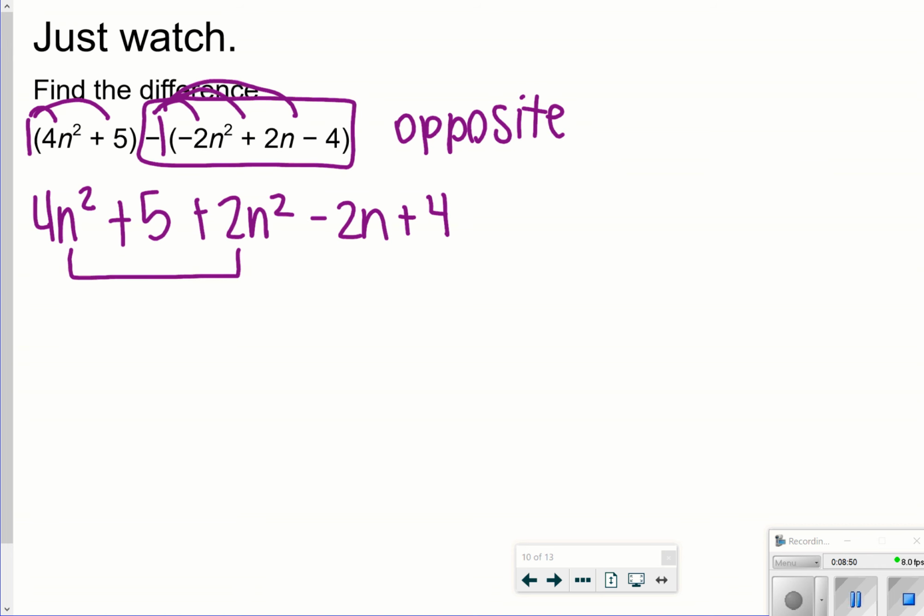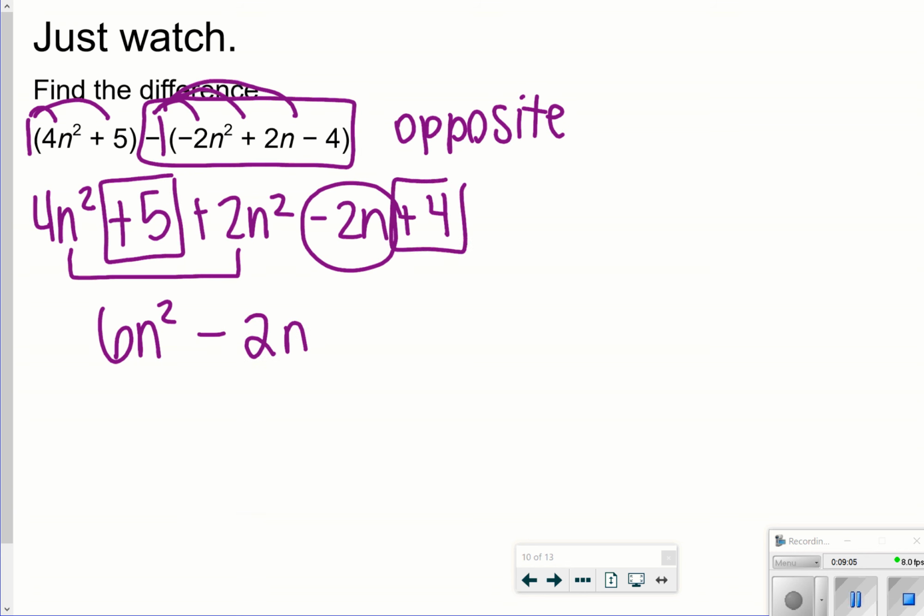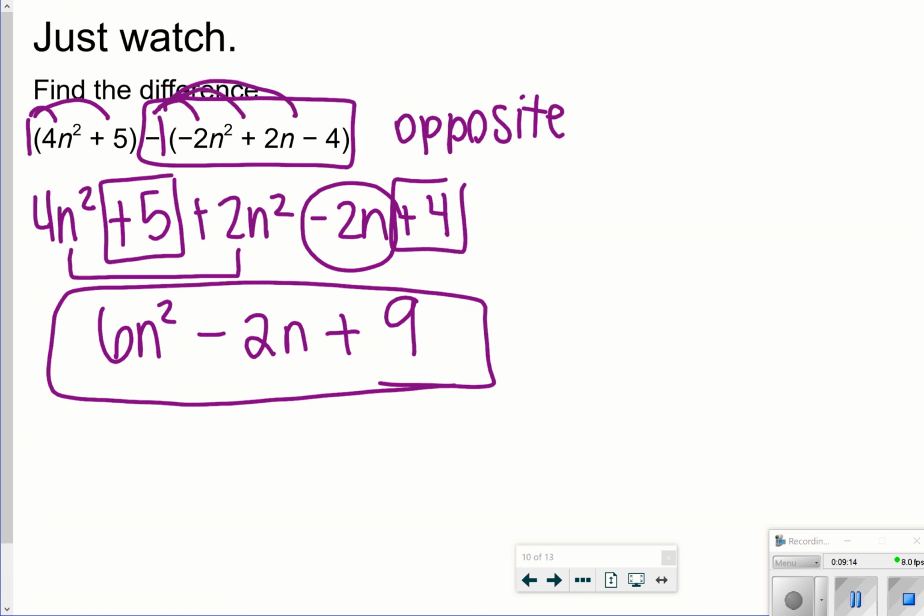4n squared plus 2n squared, they have the same variable and exponent. That's going to be 6n squared. Negative 2n, there's nothing else that can go with that, so I'll just write minus 2n. And then 5 and a positive 4 make 9, so plus 9 would be added onto that. So my final answer is 6n squared minus 2n plus 9.